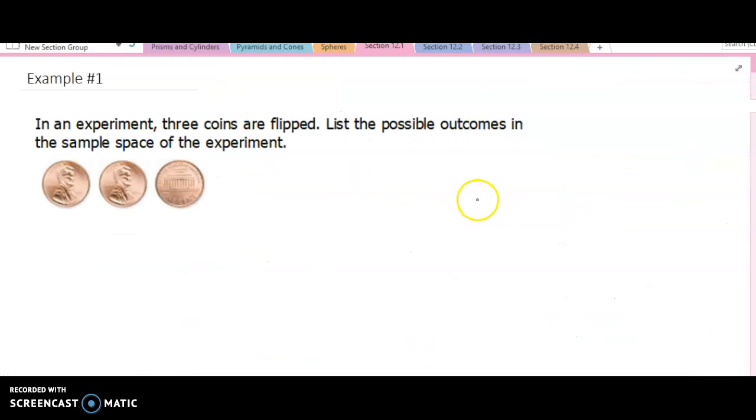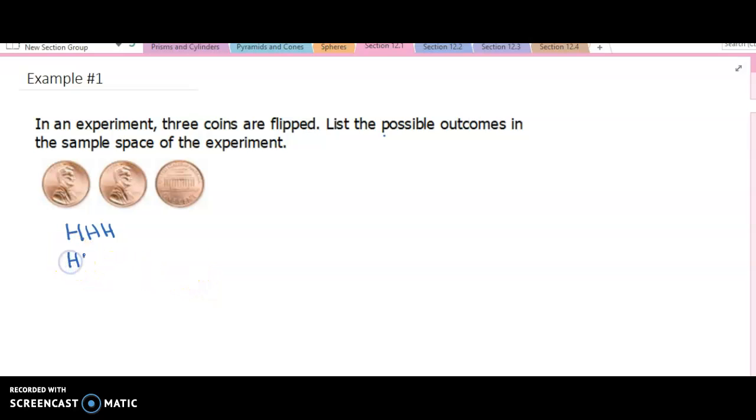All right, so let's look at this. It says, in an experiment, 3 coins are flipped. List the possible outcomes in the sample space of the experiment. So how could these land? Well, let's write them out. And the key to this is writing them out systematically so you have some type of system so you don't overlook one. So maybe we just get 3 heads.